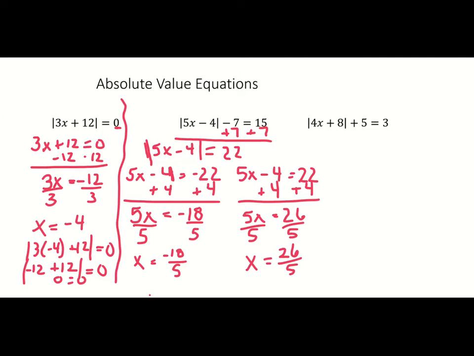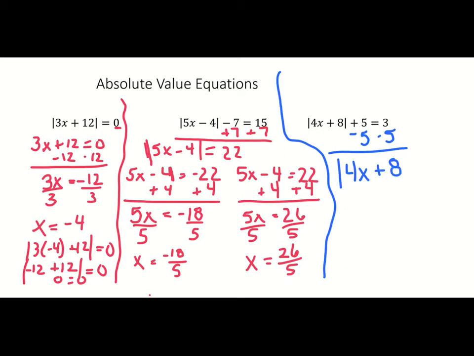All right, let's take a look at our last equation here. Make a little space. And again, we have to isolate the absolute value. So the first thing I'm going to do is subtract my 5 from both sides so I can isolate my absolute value. And I end up with 4x plus 8 is equal to 3 minus 5 will give me a negative 2.